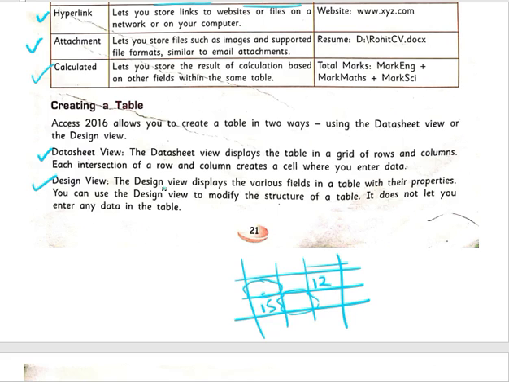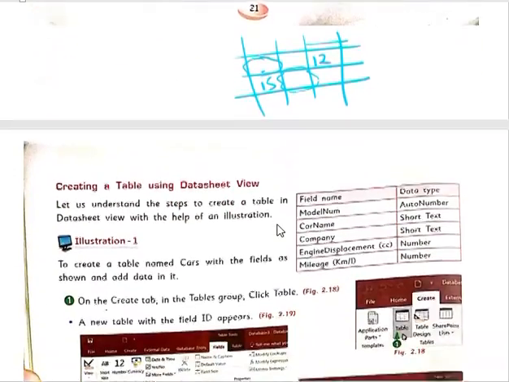The design view displays the various fields in a table with their properties. We can use the design view to modify the structure of the table, and it does not let you enter any data in the table. Whereas in datasheet view we can enter data in the cells, in design view we cannot enter any data in the table, but we can easily modify the structure of a table.